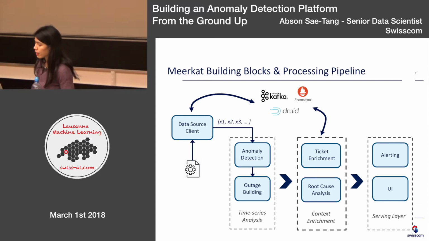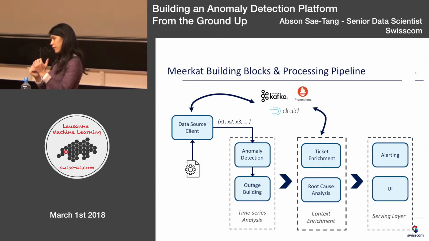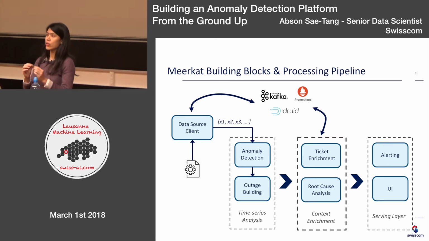And once the data source client creates the data, it will send all the data to the anomaly detection module that will take care of building the model, and upon reception of a new data point, it will give a score to this data point and pass it over to the outage builder. The reason we have this second level of abstraction is that we don't actually want to alert on every small perturbation of the time series, right?